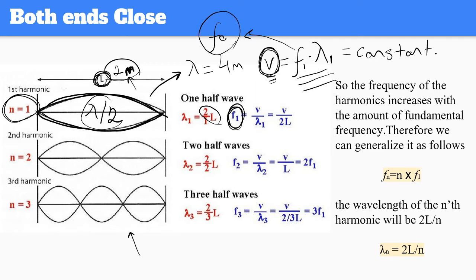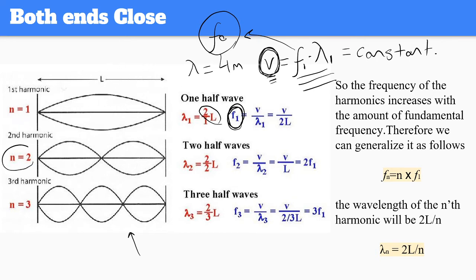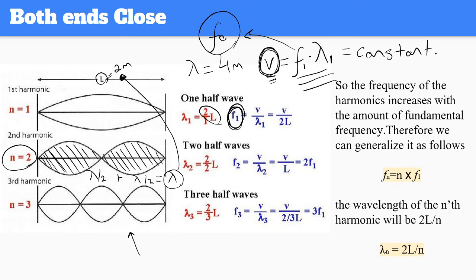If you move to the next case, it is my second harmonic this time. So this time I have 1 and 2 loops. So what does that mean? This entire length L, which was 2 meters that I decided, is going to have one wavelength, half, another half. In total, it's going to have the entire wavelength of the wave. So what does that mean? My wavelength is actually equal to 2 meters.